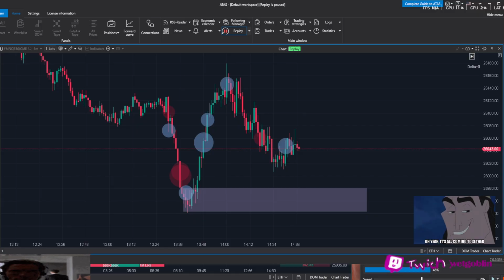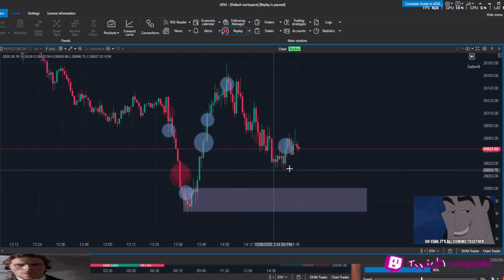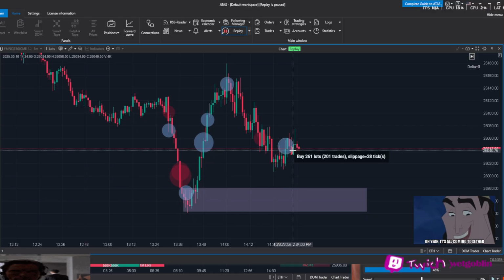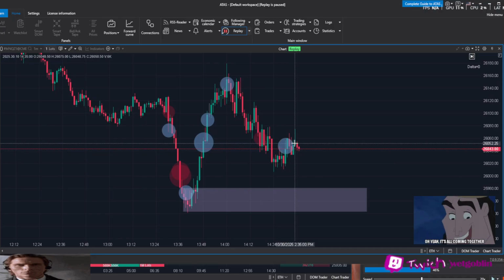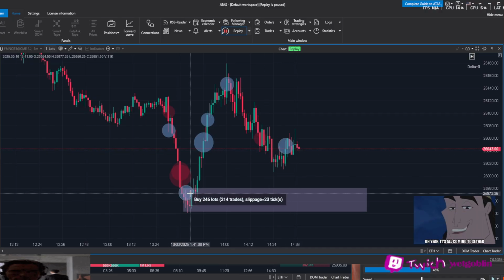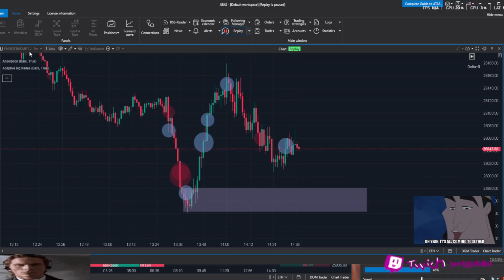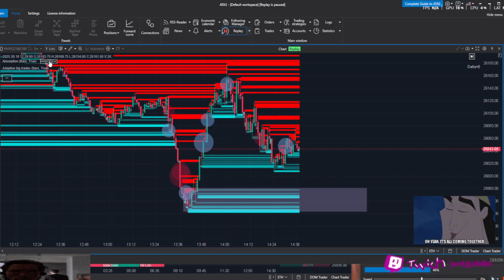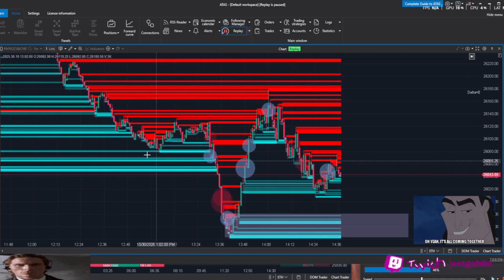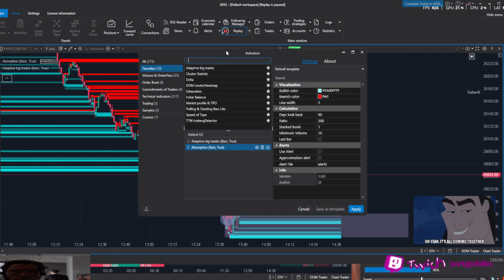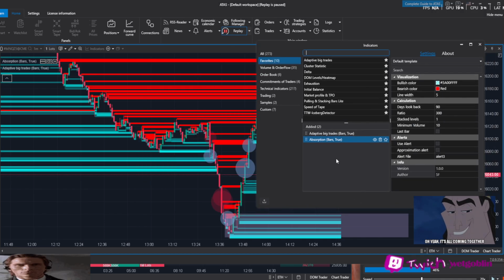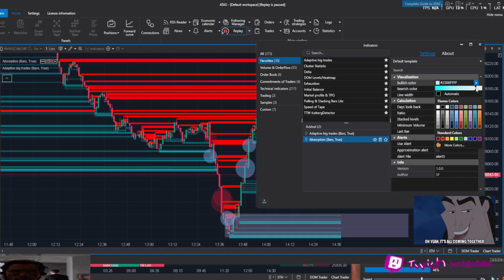We have adaptive. This is called adaptive absorption or something like that. I think it's adaptive. That's kind of important. These absorption bars, there must be a threshold here. I thought this would be useful because it's supposed to be actual. And look at that, it almost perfectly fits the supply zone. That's kind of interesting. Maybe I should keep this on.